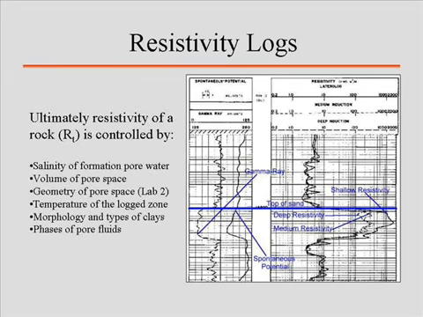All right, so here's the important thing, okay? What controls resistivity? It's going to be the salinity of the formation pore water. All right, and that means if you're dealing with oil, of course, there's going to be no salinity associated with it. It's going to be the volume of the pore space, the geometry of the pore space, okay? That's why we did lab number 2B like we were doing last week, as well as things like the temperature, the types of clays, and the various phases of the pore fluids.